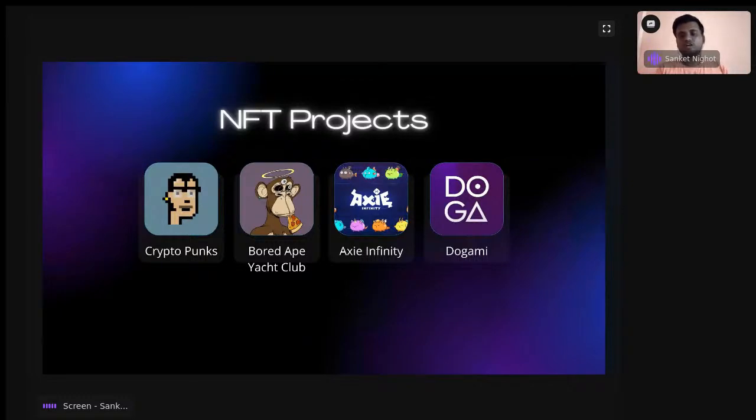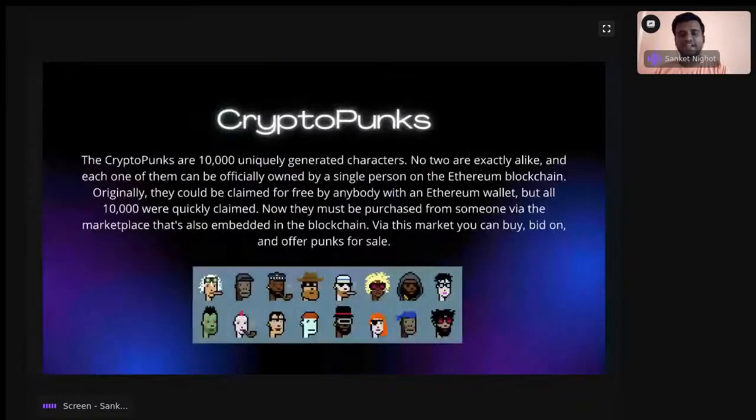So the first project we're talking about is CryptoPunks. What are CryptoPunks? CryptoPunks are 10,000 uniquely generated characters. Uniquely generated means the person who made the project created pixelated characters, and there are 10,000 of them, and no two characters are the same. Each has its unique quality, its unique look, appearance, and price. None of them are equal.